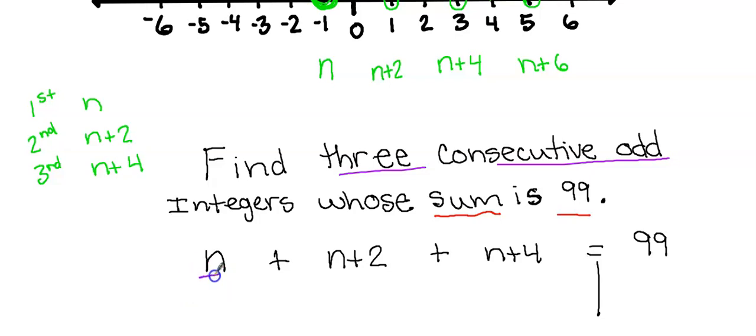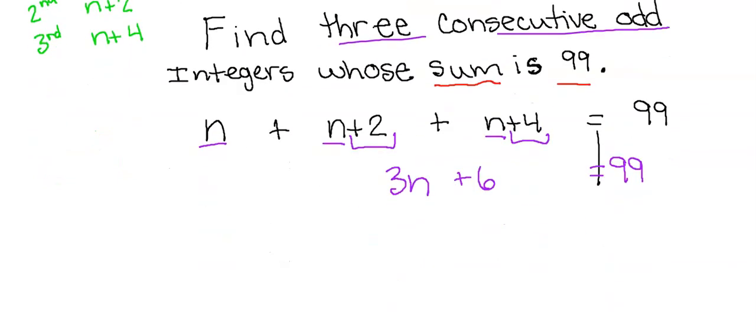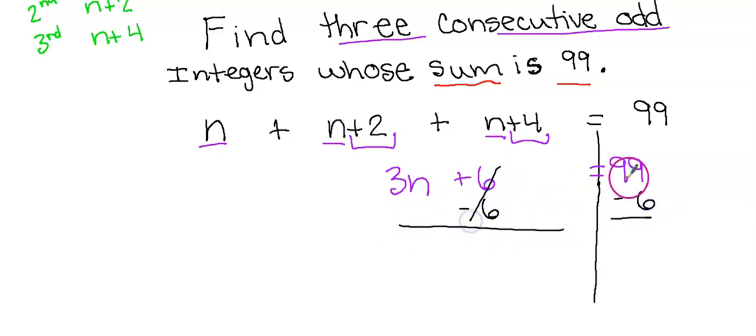We have 3 n's, and we have a 2 and a 4. 2 and 4 is 6. We need to finish solving. Whatever we do to one side of this equal sign, we have to do to the other. We want only letters over here and only numbers over here. So I am going to get rid of this plus 6, line it up with its like term on the other side. Positive 99 minus 6 is positive 93. So I have 3 n's is equal to positive 93.